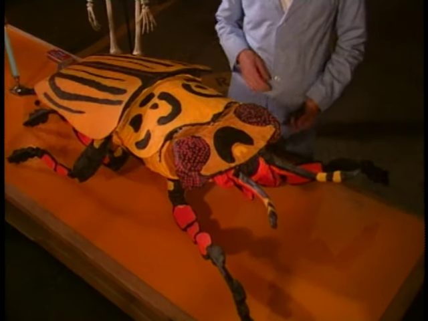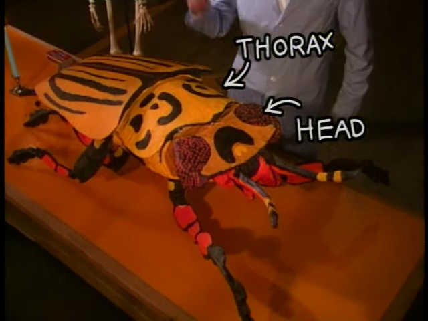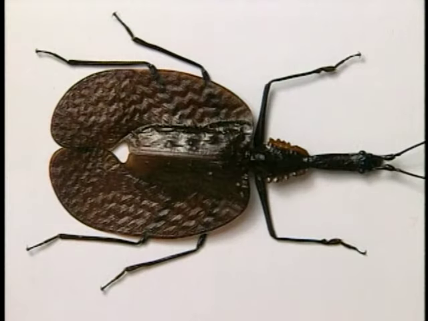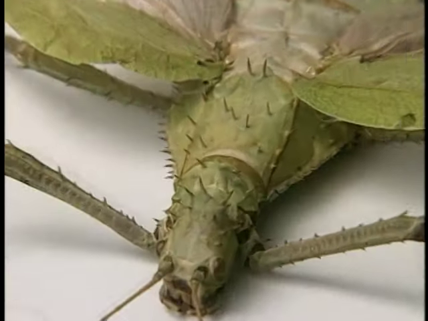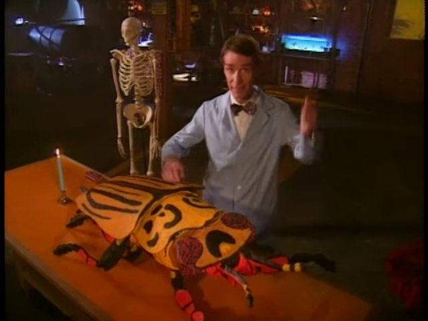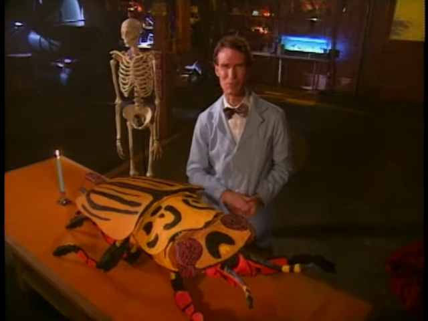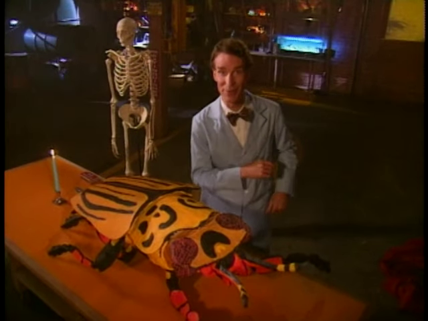So, to be an insect, three parts. Head, thorax, and an abdomen. Six legs, three on each side. And a hard exoskeleton. Insects are weird, but they're also kind of cool.